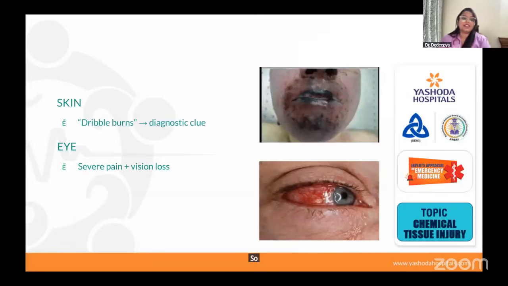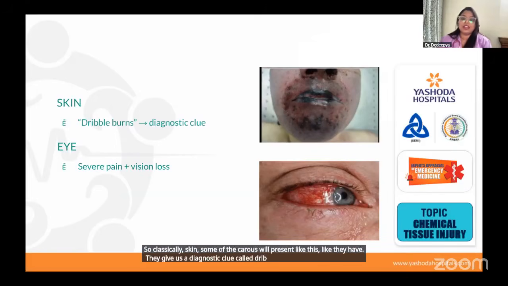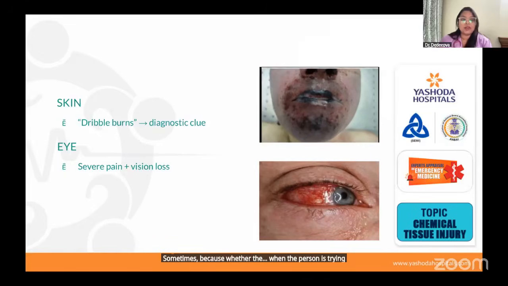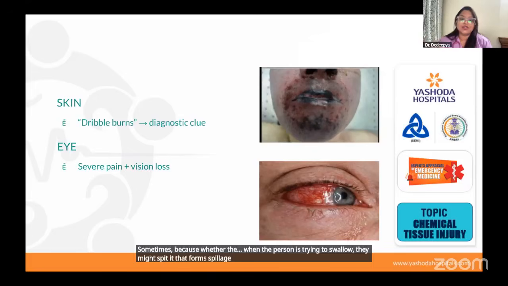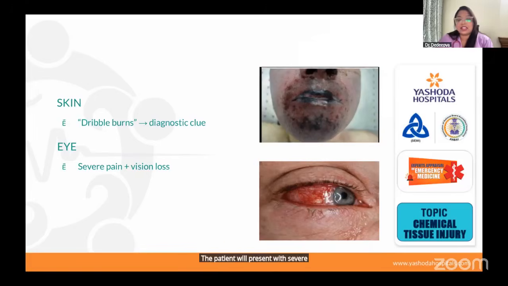Classically, some of the corrosives on the skin will give us a diagnostic clue called dribble burns. These are superficial burns present over the oral cavity, mouth, neck, and chest. Sometimes, when the person is trying to swallow, they might spit it out, and that causes spillage of the corrosive all over the area. This dribbling of the acid will cause the dribble burns, and often it goes to the eye as well. The patient will present with severe pain, and in severe cases there is vision loss.